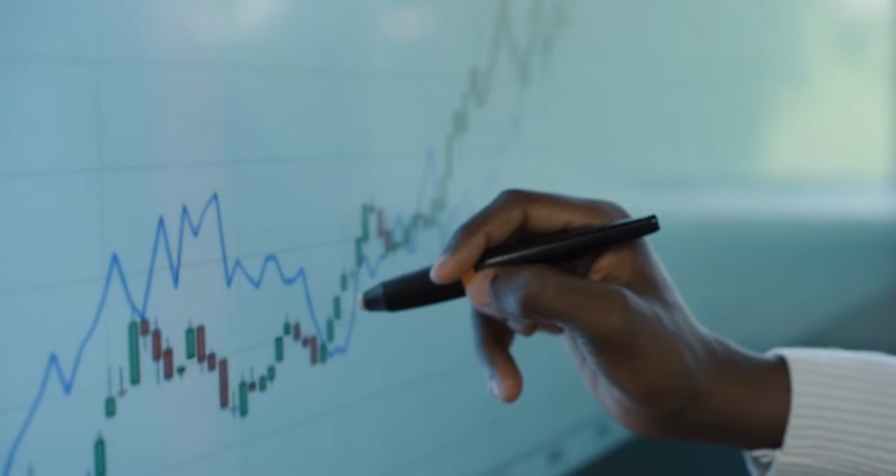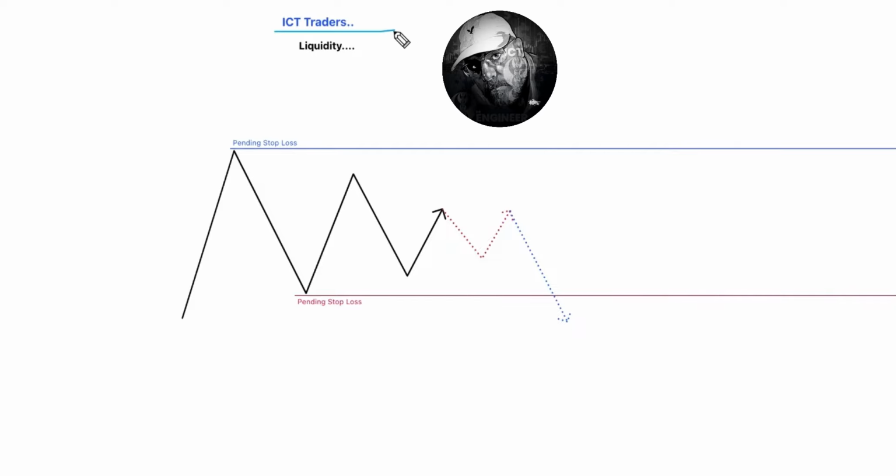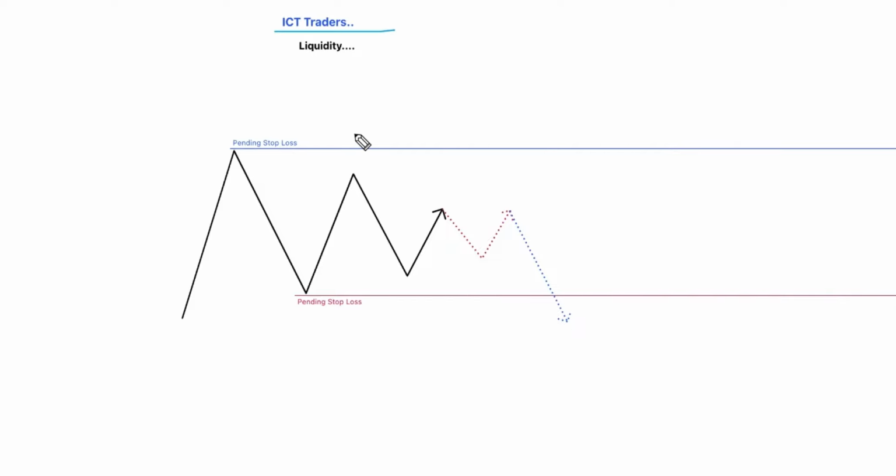Here the smart money concepts come into the picture. We have the same chart as you can see, but how the ICT trader sees it is different. It's just a matter of perspective. They identify the key highs and key lows where the retail traders' stop losses are pending, and they wait for the market to take out these stop losses, either on the sell side or on the buy side.